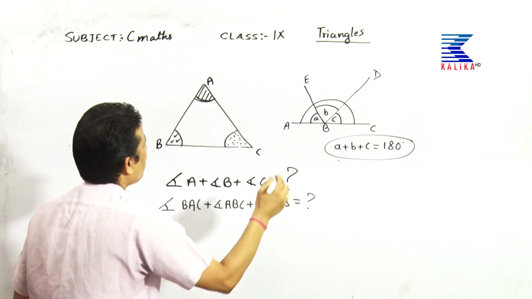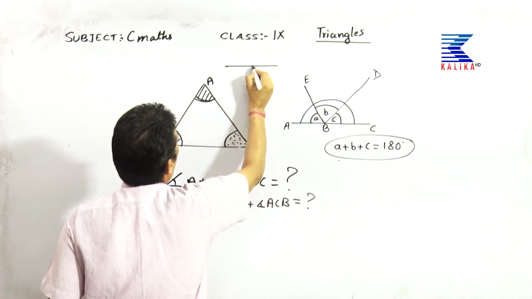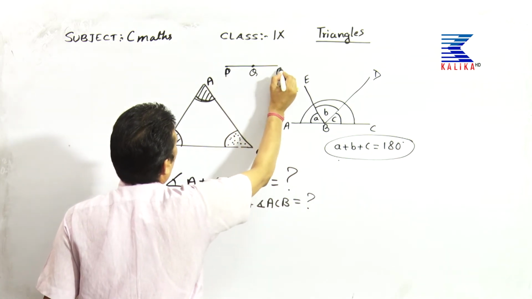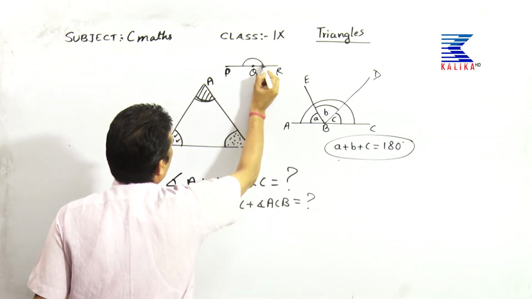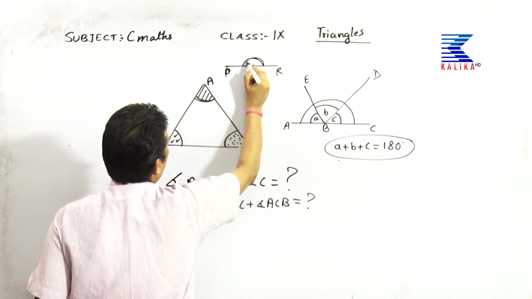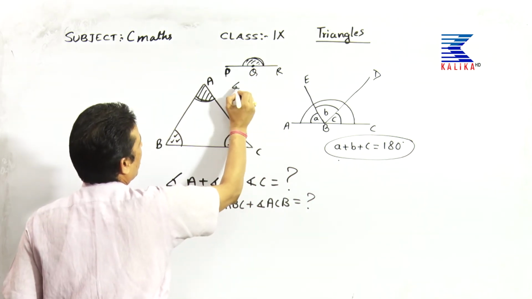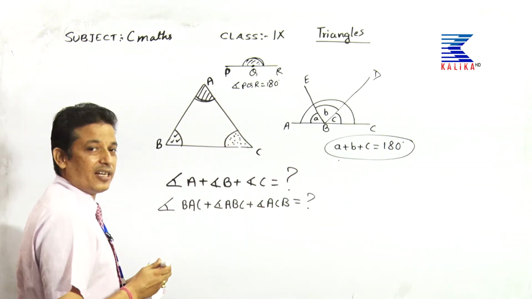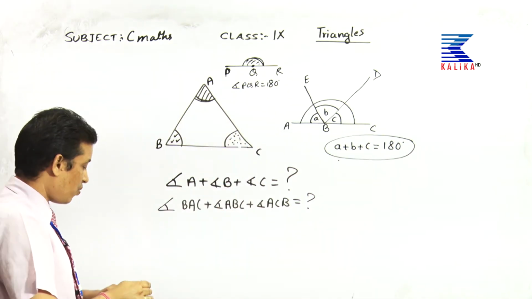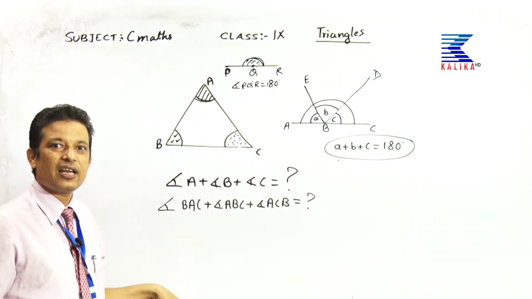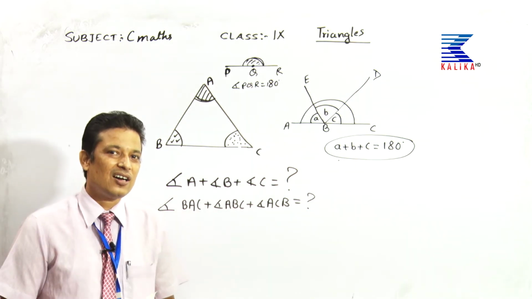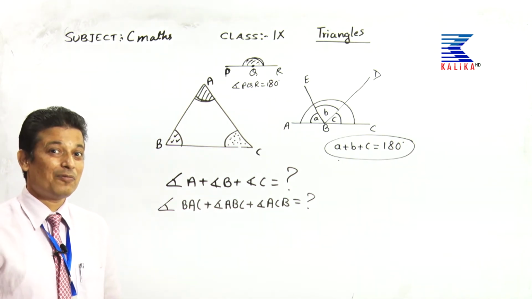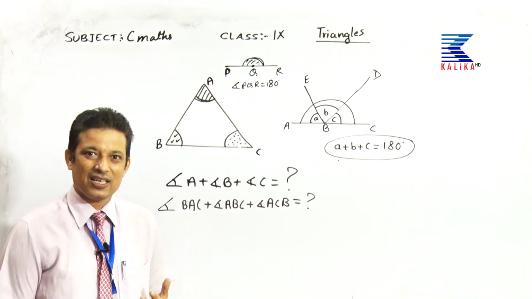Next thing, look, I write here P, Q, R. So, what is the measurement of angle P, Q, R, dear student? What is the measurement of angle P, Q, R? It should be 180 degree. It is because angle P, Q, R is a straight angle.